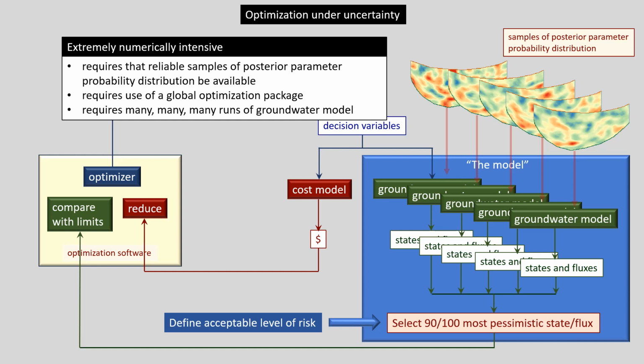So for all those reasons, the fact that our model is now many models, that we have to use a global optimizer, that we have to precede this process by obtaining samples of the hydraulic property distribution, the posterior probability distribution of model parameters that I trust, there's model runs, and it's extremely numerically intensive. And that is why optimization under uncertainty is still not done very often in our industry. So that sets the scene for looking at a faster way to achieve this important goal.